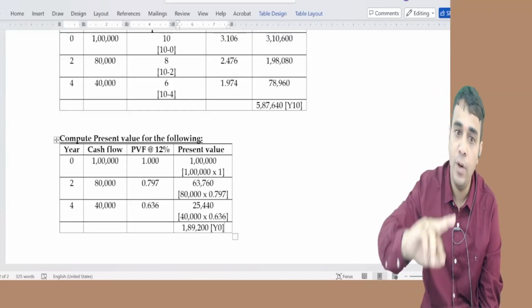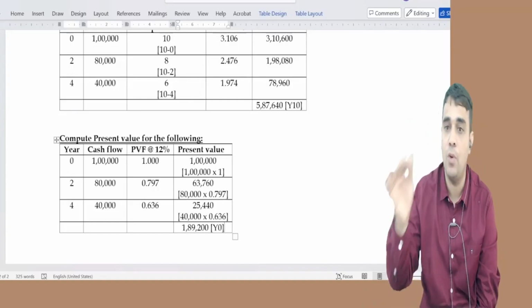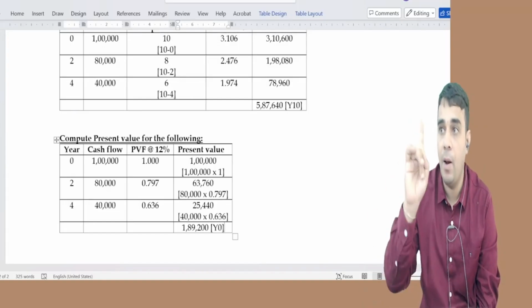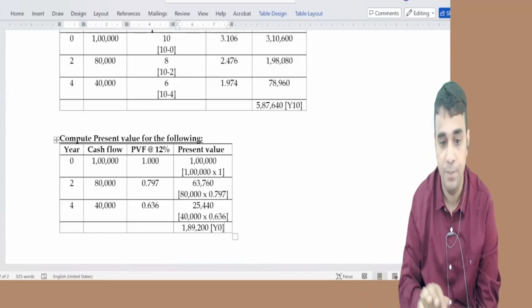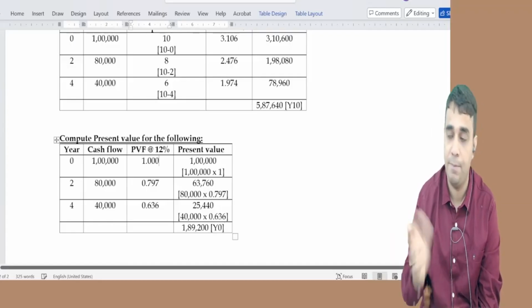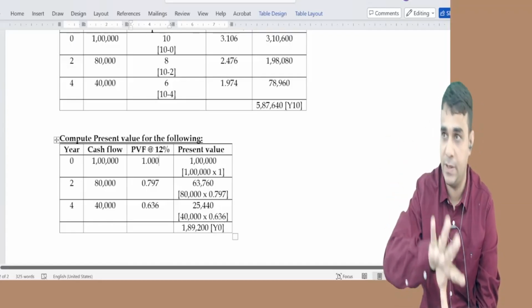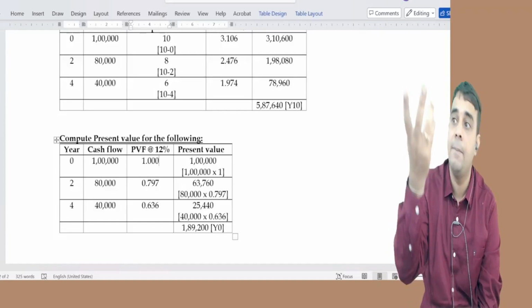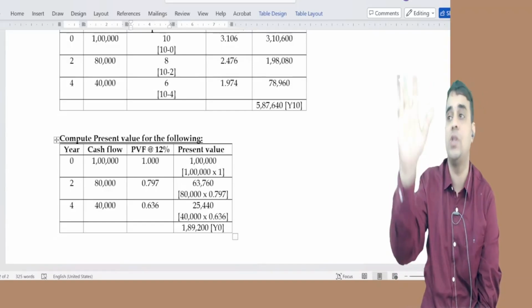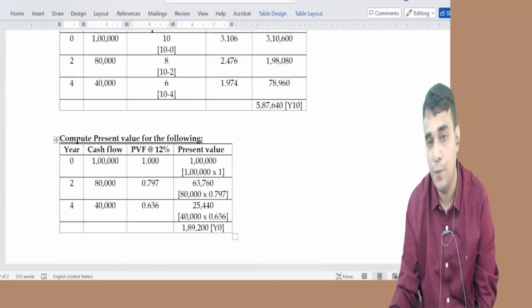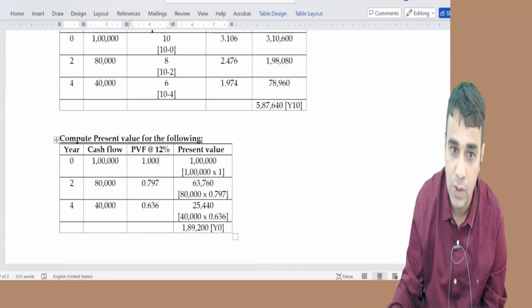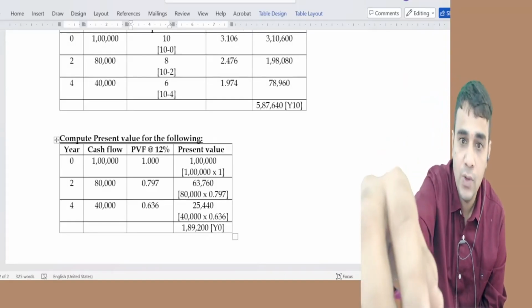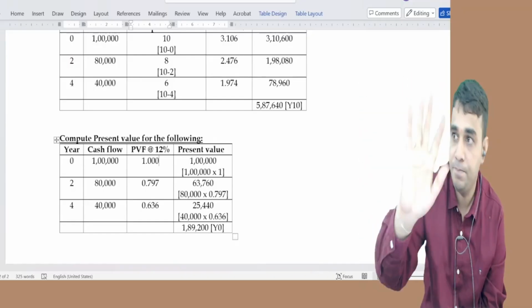So for compounding, we multiply. For discounting, we divide, provided you have the future value factor. Here we have the present value factor. Present value factor means multiplication for present value. Future value factor means multiplication for future value. Any doubts in this? Clear?